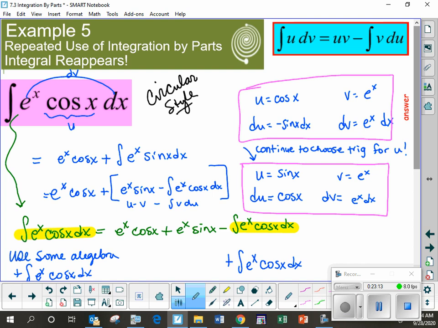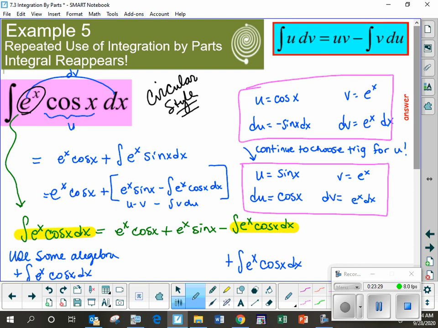And they're very easy to predict. E to the x has a derivative that never ever ends. Cosine x has a derivative that never ever ends. They both integrate super easily. They're easy to spot, these circular styles.